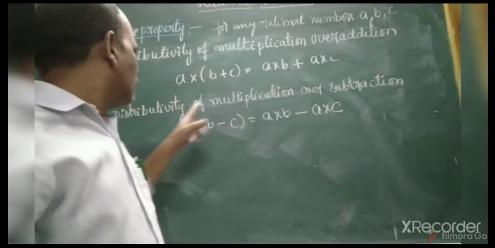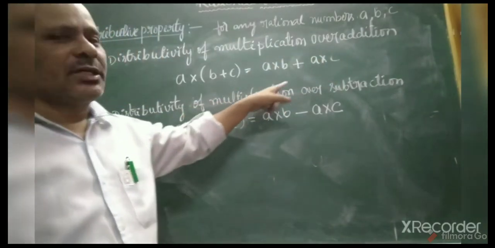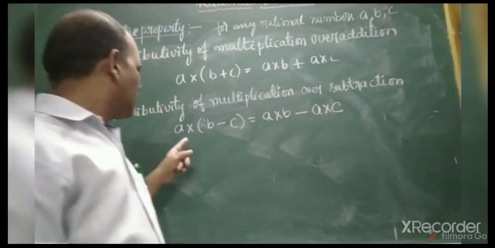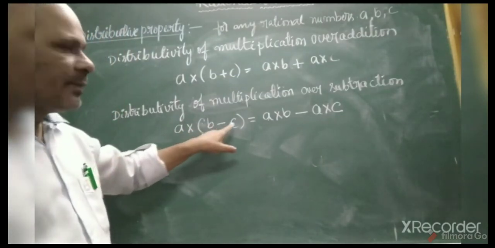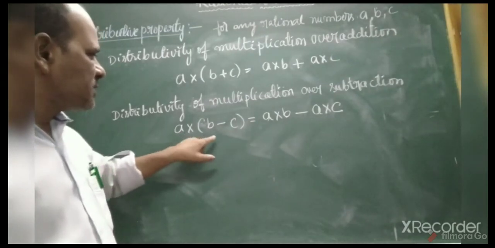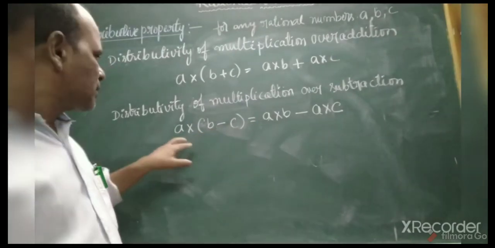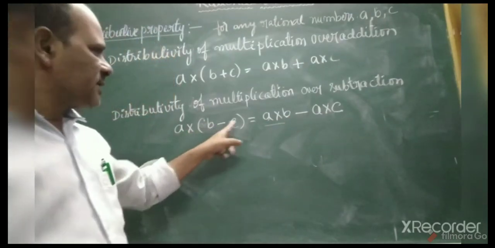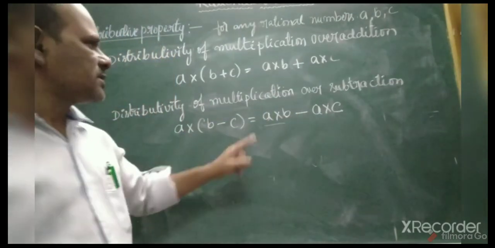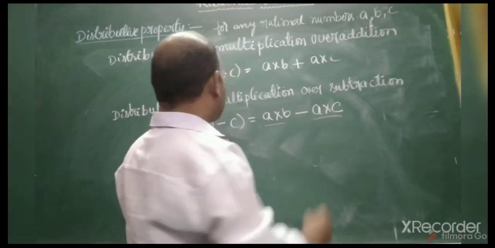Okay. Now, distributivity of multiplication over subtraction. a into multiplication, here subtraction. a into b minus c is equal to, this a is distributed between b and c, so that a into b and minus a into c.